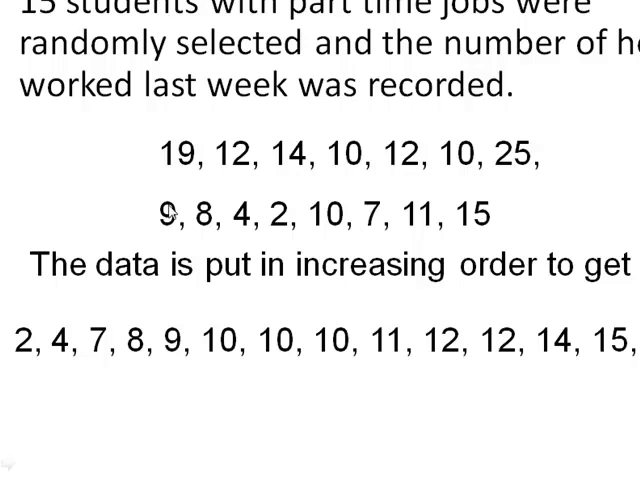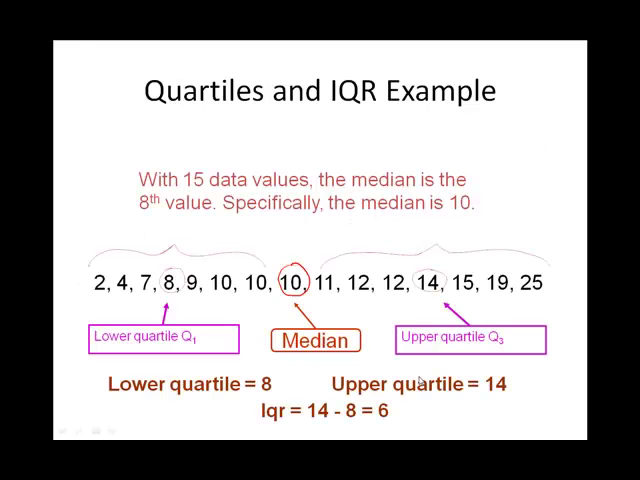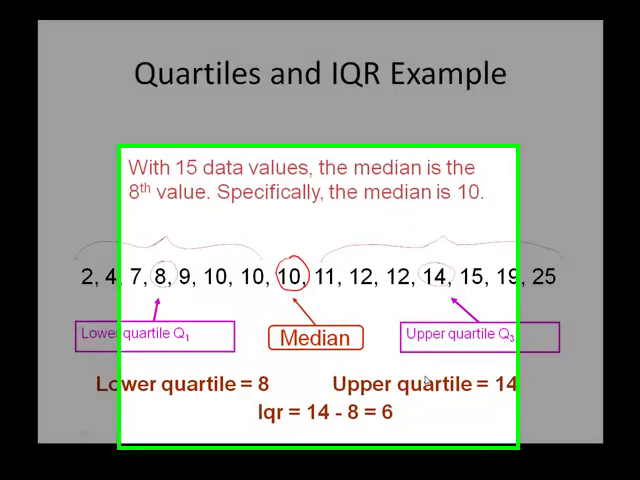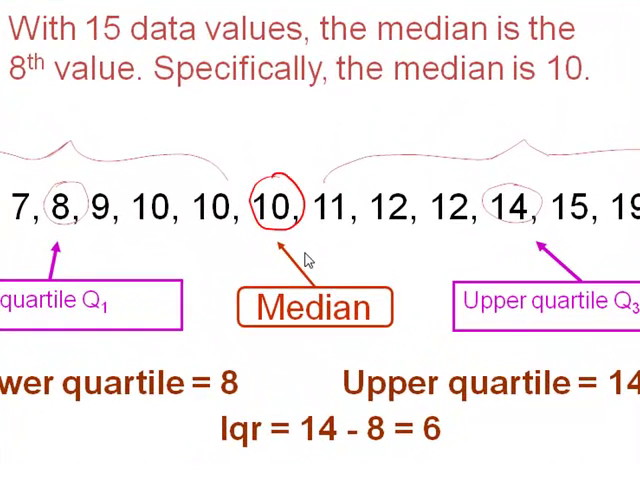Here's the data set here. We'll start by putting the data in increasing order. Since we have 15 data values, the median will be the data value in the 8th position when arranged in ascending order. For this data set, the value of the median is 10 hours.